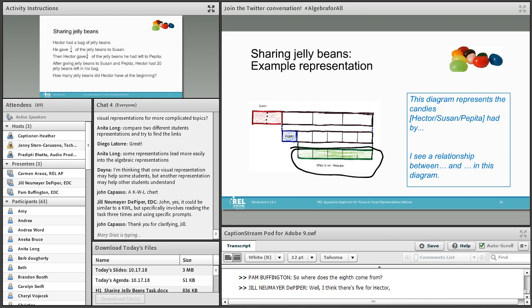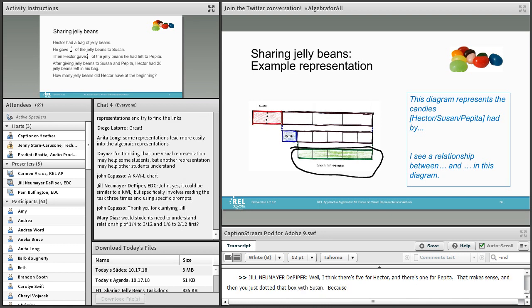Well, I think there's five for Hector, and there's one for Pepita. That makes six. And then you just dotted that box with Susan, because you can see the red Susan box is the same as the white ones to the right. Mm-hmm. And I see there's a question here on the side about understanding 12ths and sixths.